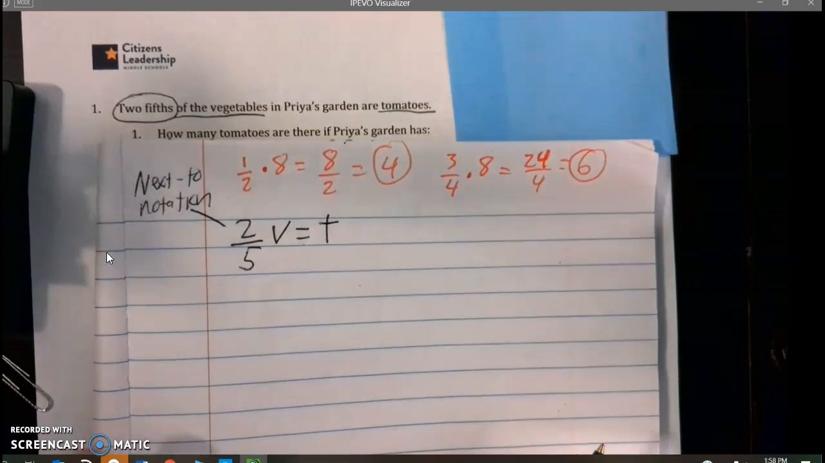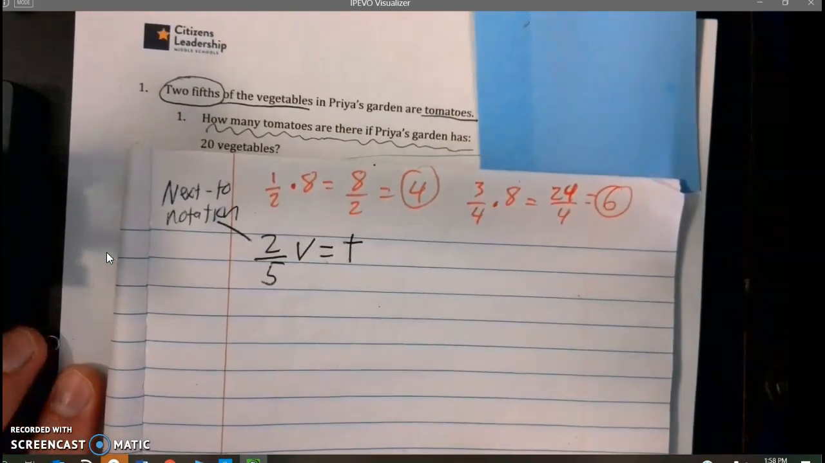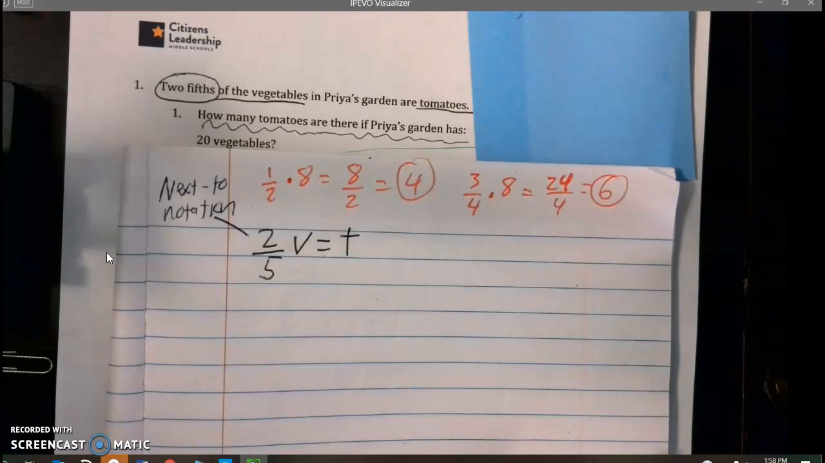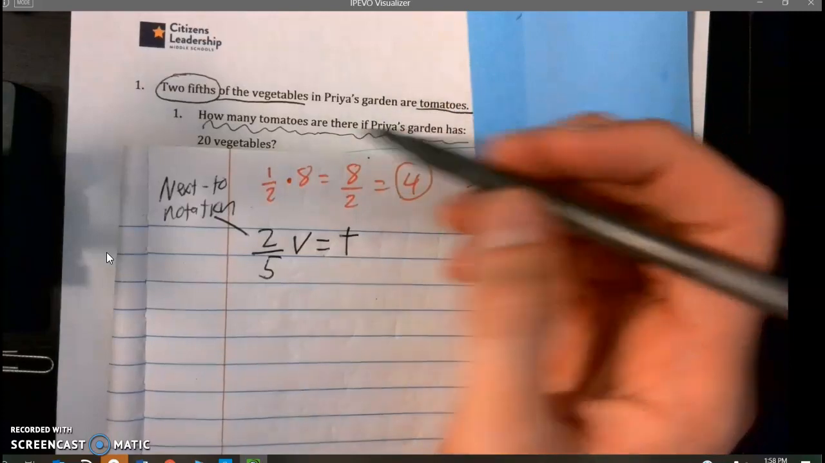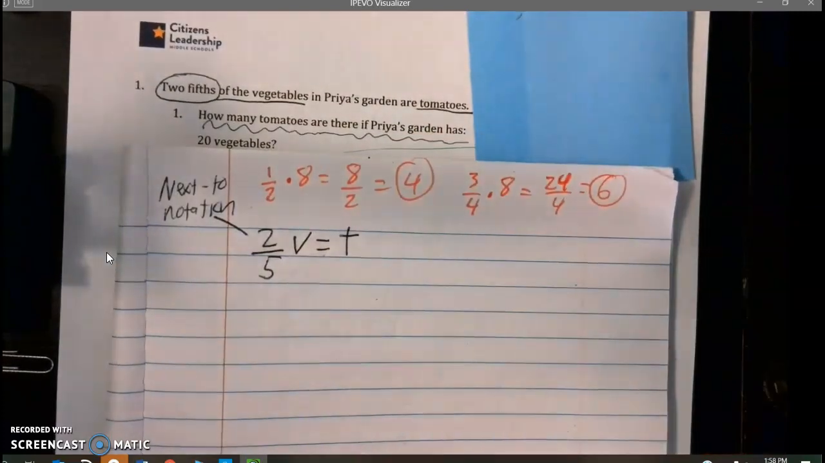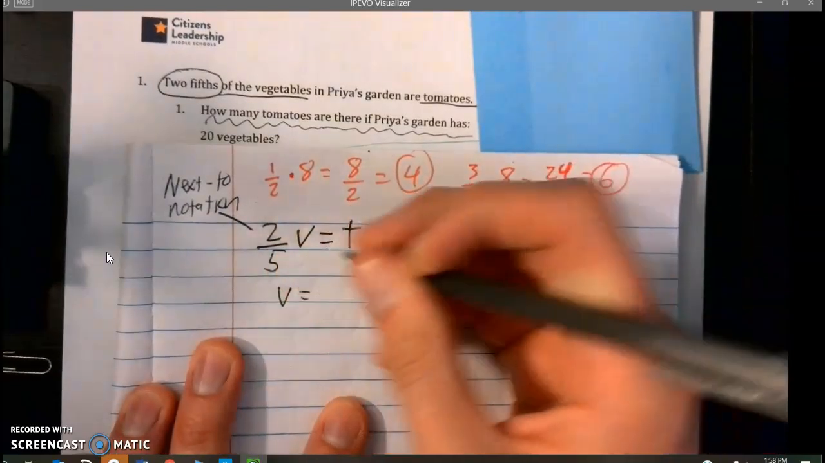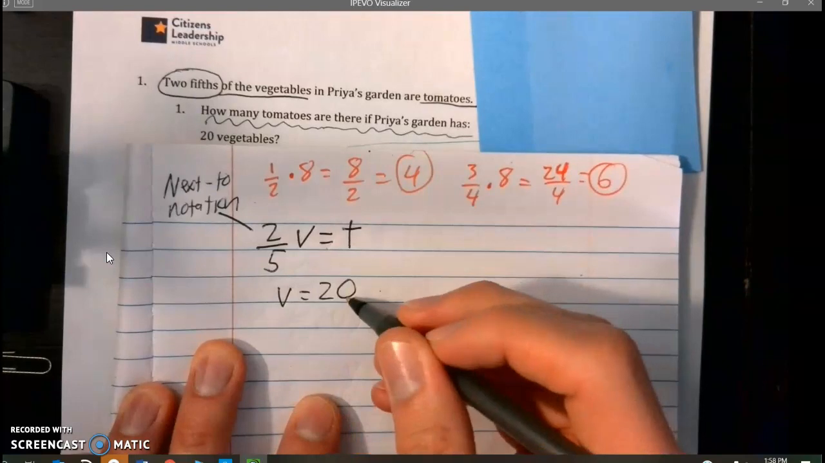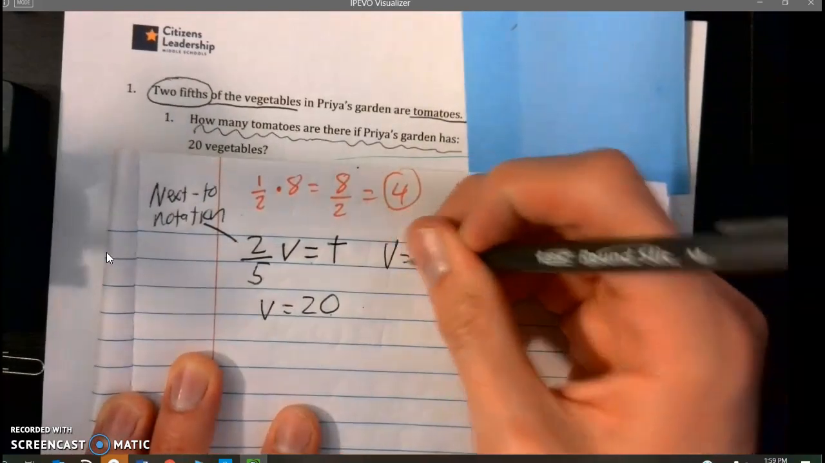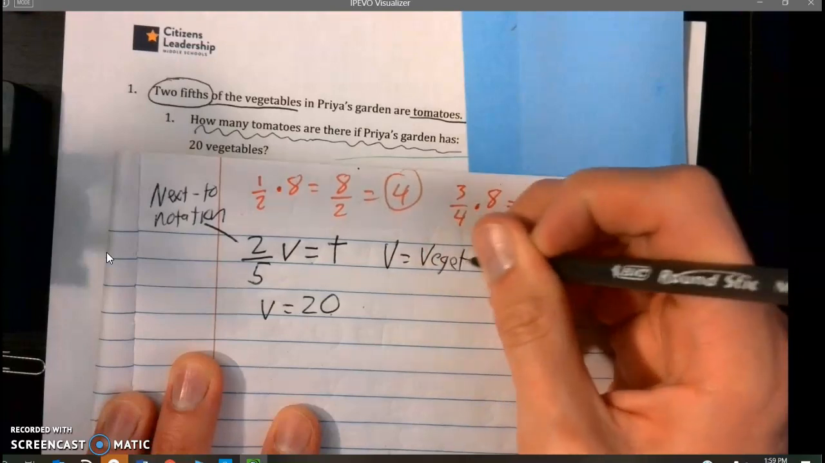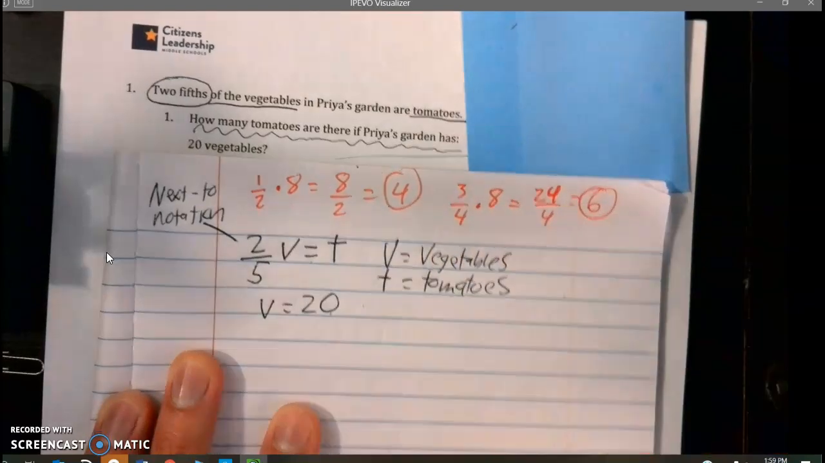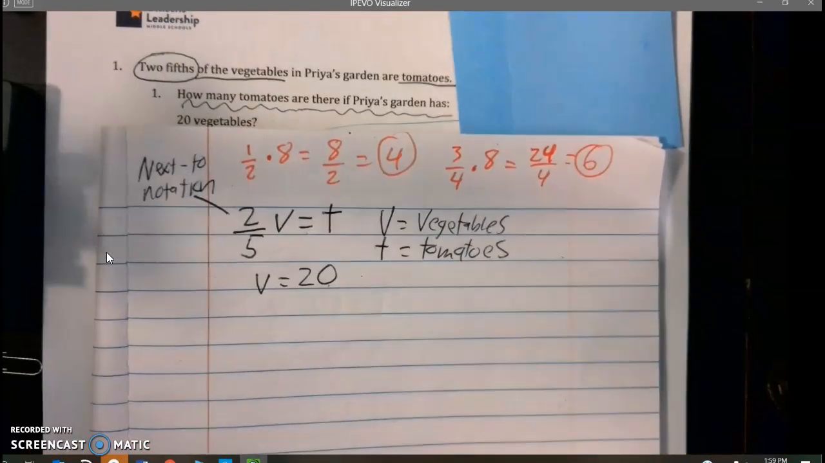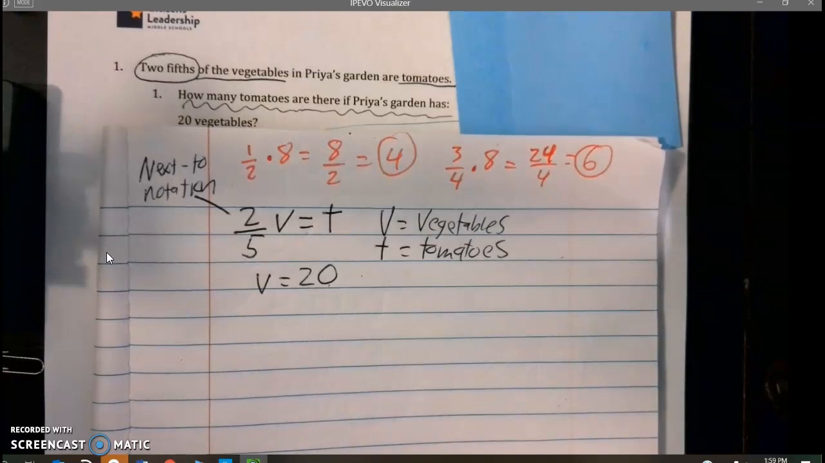So now at this point, we're ready to solve number 1. So 2/5 of 20 vegetables, because it's saying how many tomatoes are there if Priya's garden has 20 vegetables. So now I'm being given a value for my variable. All right, they're saying the number of vegetables equals 20. And I'll write this over to the side, a little key that V stands for vegetables and T stands for tomatoes. It's always a good idea to have a little key off to the side. So they're telling me that there's going to be 20 vegetables in this case. So if that was the case, how many tomatoes are there?